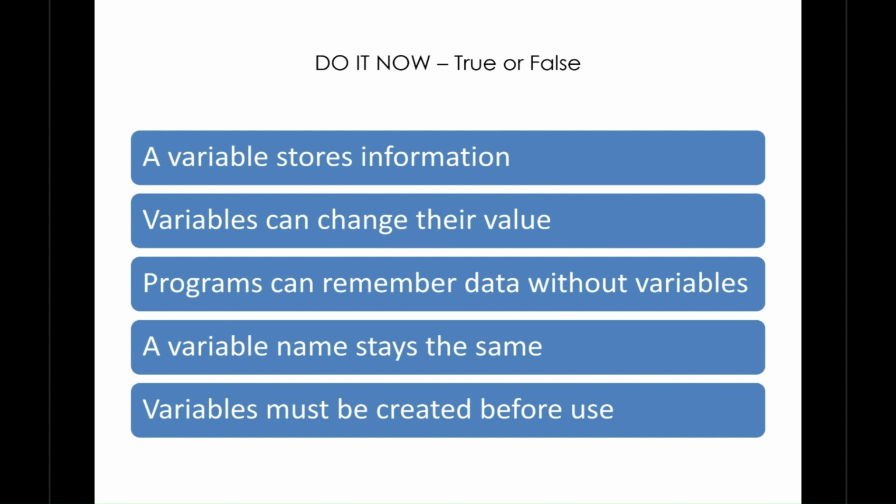Answers. Number 1 is true. Number 2 is true. Number 3 is false. Number 4 is true. And number 5 is true. Input usually stores data inside variables. That's the link to last lesson. Let's have a look at the objectives.